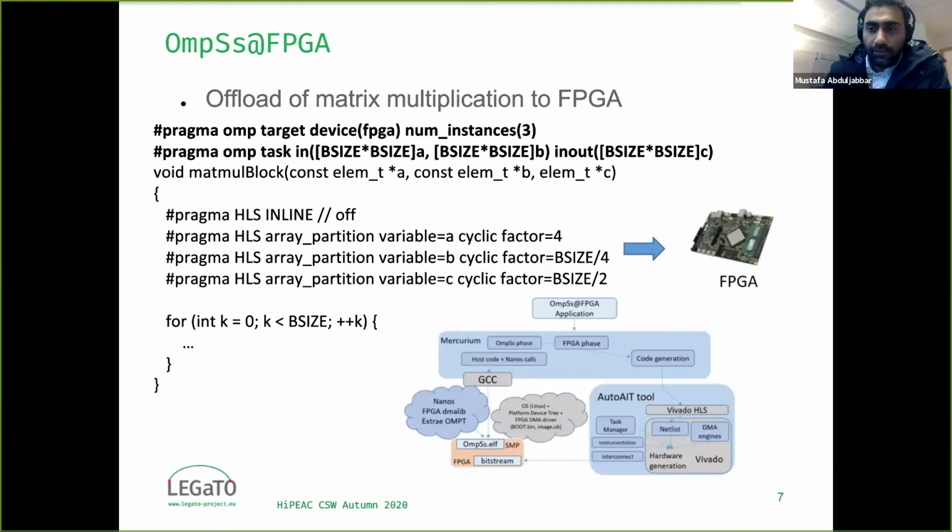Next, I go one level up in the software stack to highlight one of the OmpSs runtime energy efficiency features granted by the support of accelerators in FPGA devices in the OmpSs execution engine. Here we show an example of matrix multiplication that is offloaded to FPGA.